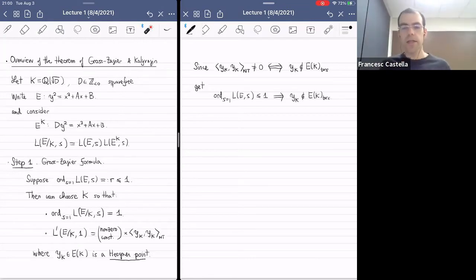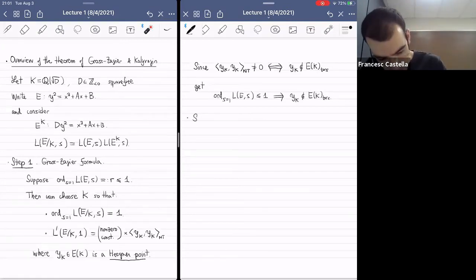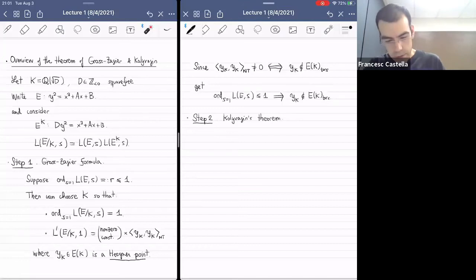Now, Kolyvagin's theorem is going to take as input this non-triviality of a Heegner point to deduce the statements we had in the theorem. So the second step is Kolyvagin's theorem. Okay, so it says the following.